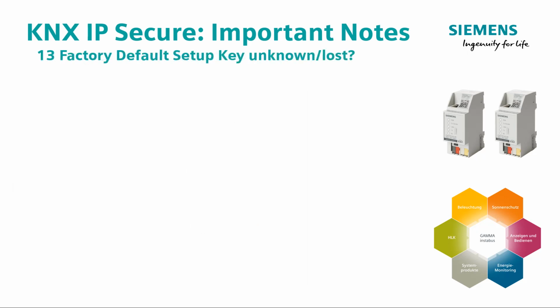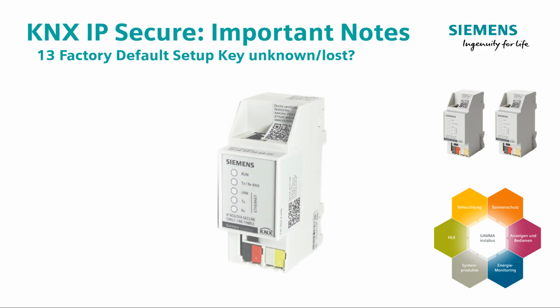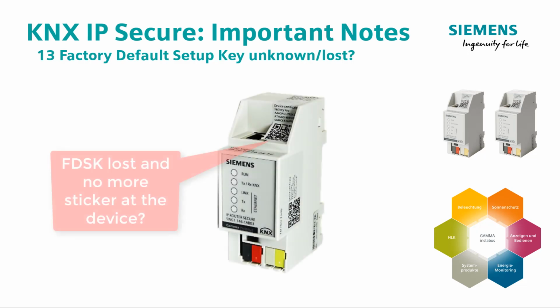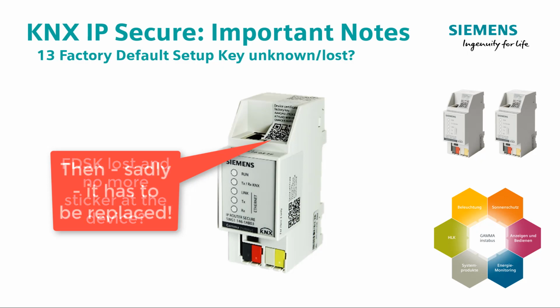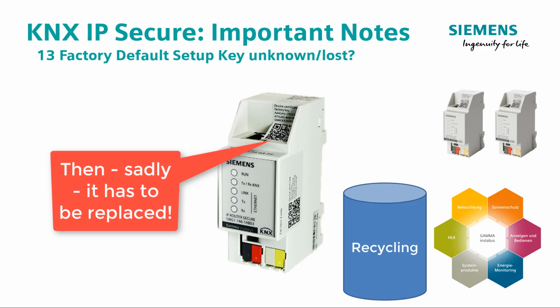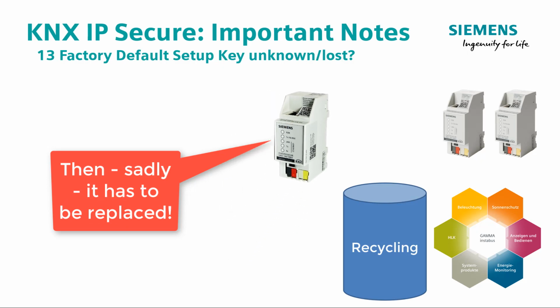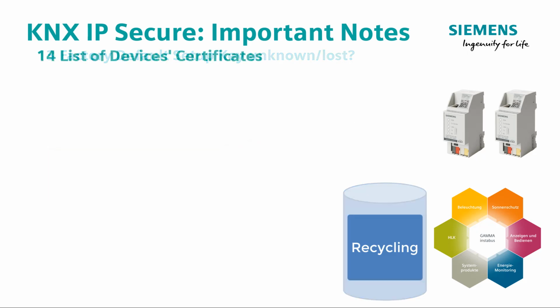13. Factory default setup key is lost. The FDSK is only required for the initial commissioning or after resetting the KNX IP Secure devices to their factory settings. If this key is no longer present on the device or can no longer be assigned to the device, the KNX IP device can no longer be commissioned and must be replaced.